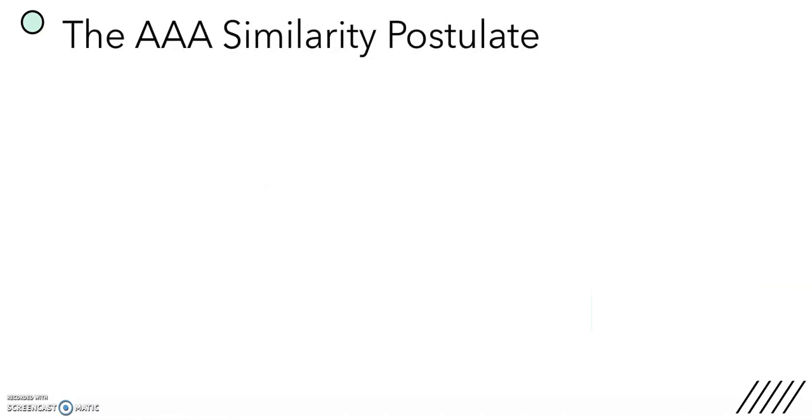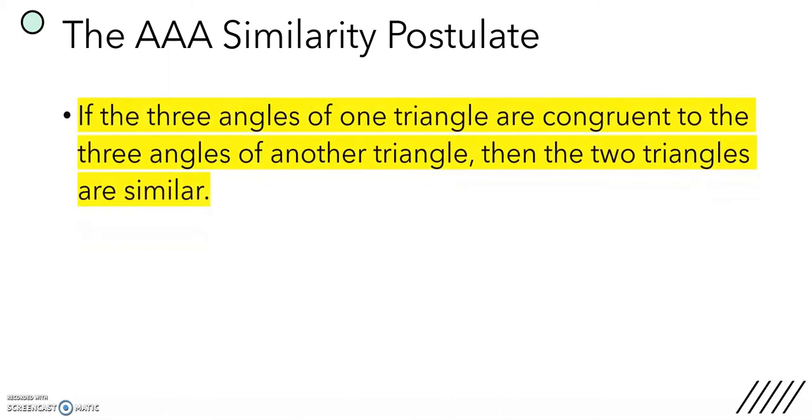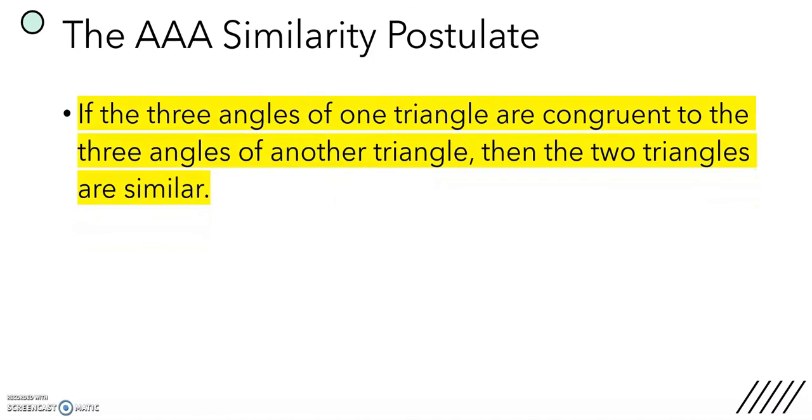But let us have first the AAA Similarity Postulate. It is read as: if the three angles of one triangle are congruent to the three angles of another triangle, then the two triangles are similar. A good example of this postulate is the equiangular triangle, which has all angles congruent.